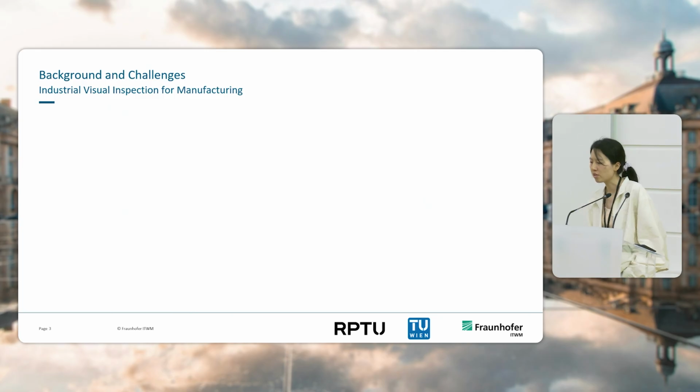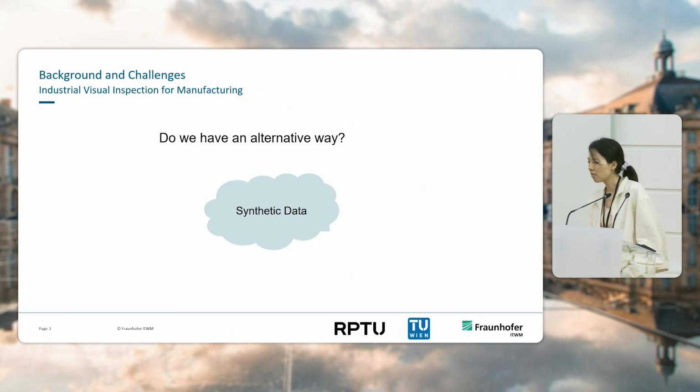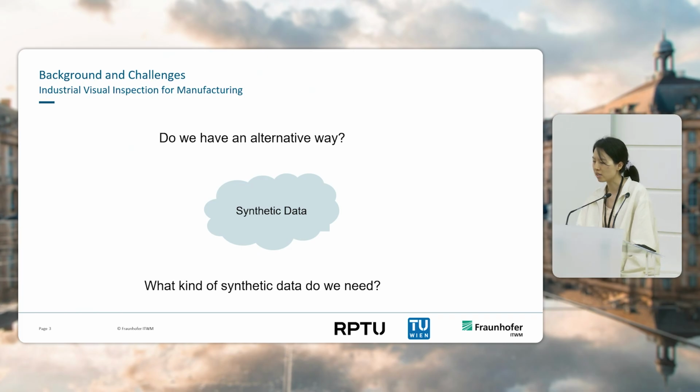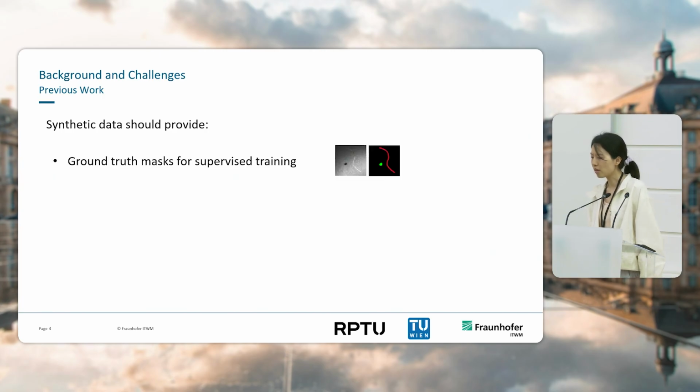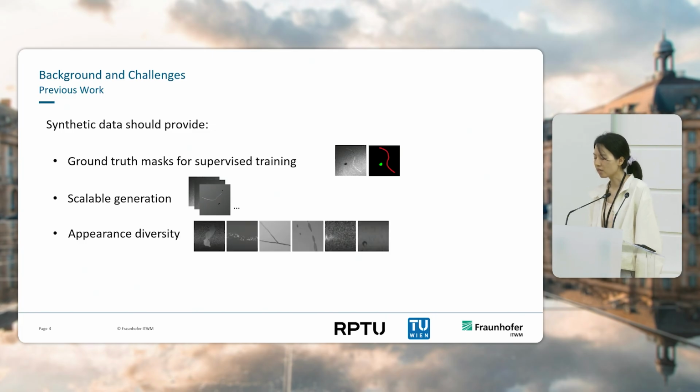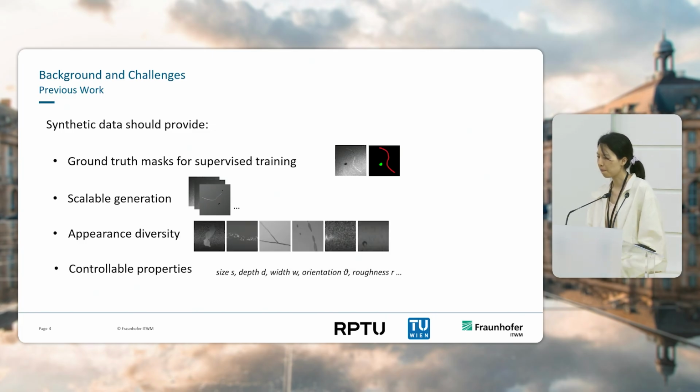This leads to a natural question. Do we have an alternative way? One possible way is synthetic data. Instead of relying only on real samples, we can train the inspection model with synthetic images. But this also raises a more challenging question. What kind of data do we need? In practice, synthetic defects should provide ground truth masks, scalability, diversity, and controllability.